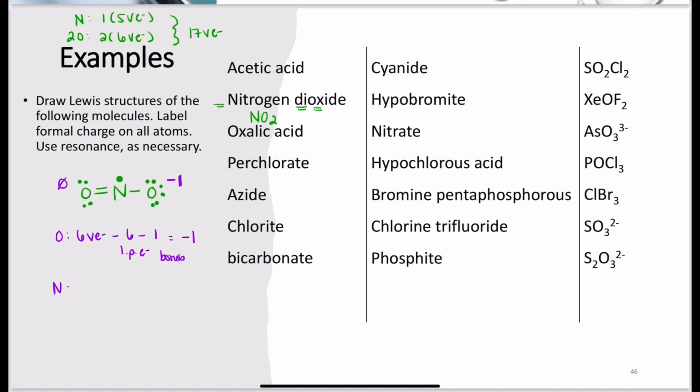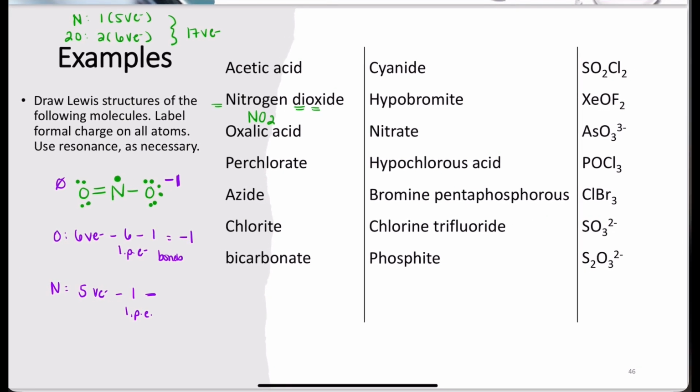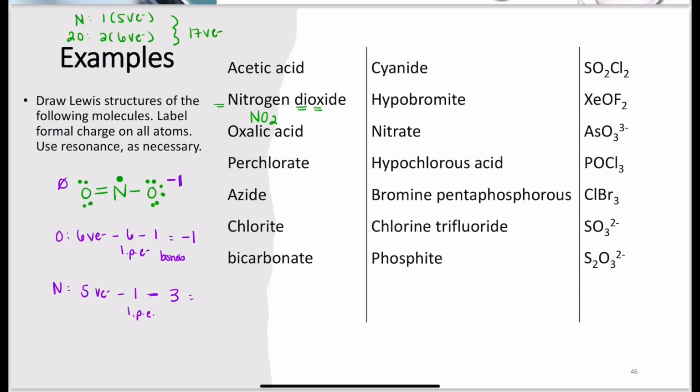Let's check my nitrogen. Nitrogen has 5 valence electrons. This nitrogen has 1 lone pair and 3 bonds. 5 minus 2 minus 3 gives plus 1. Now the overall formal charge has to equal the overall charge in the molecule. The molecule has a 0 charge.